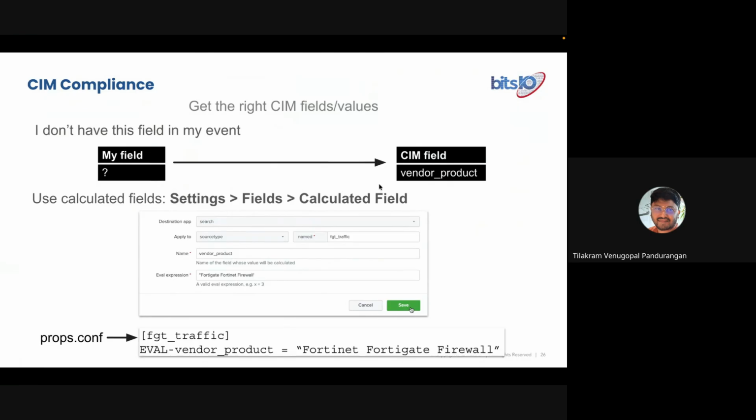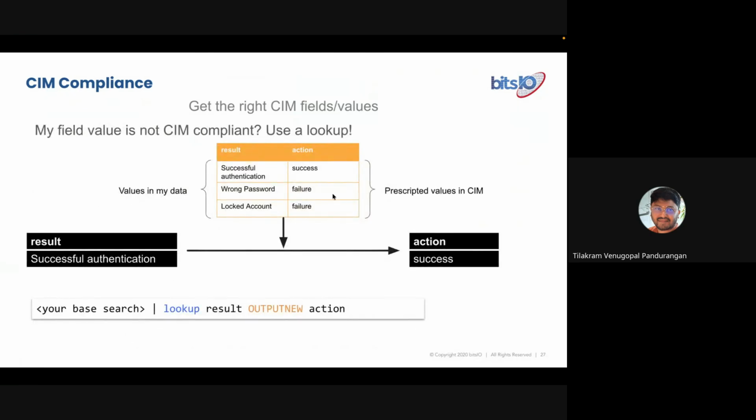So another option is I have a field value, I have values in my data, but this is not present in the CIM.